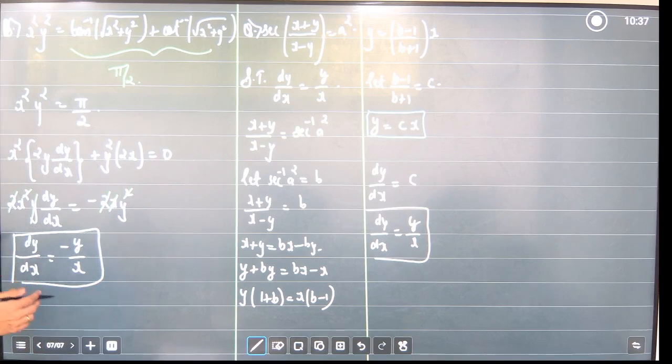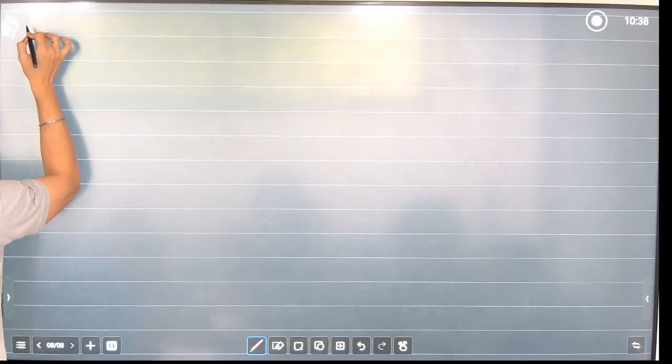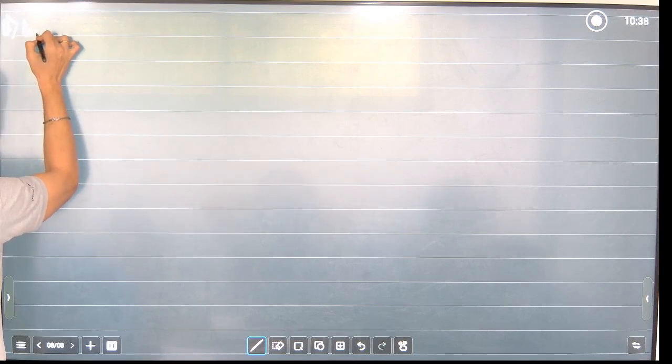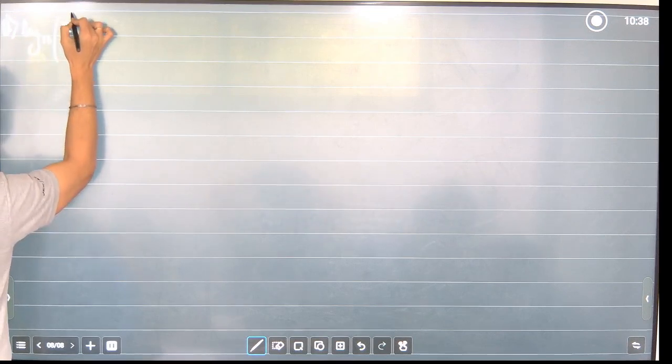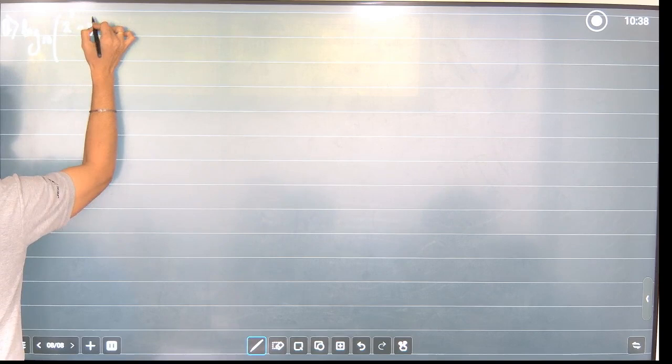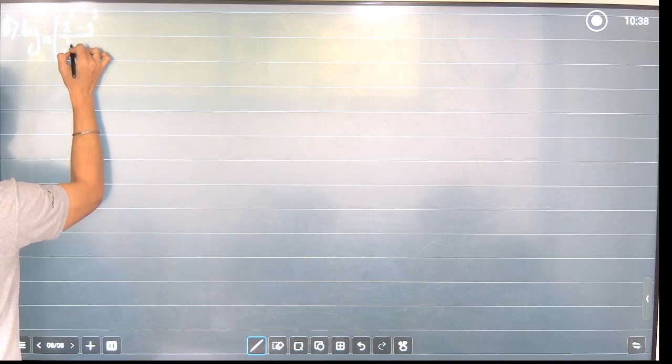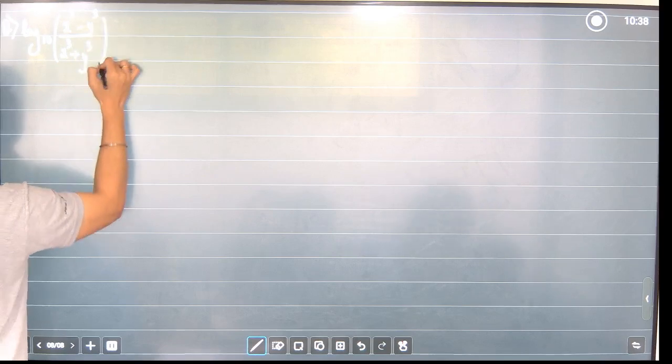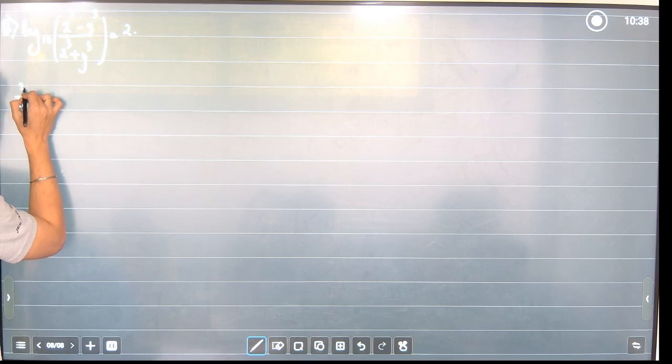Now, we'll do one sum. Imagine the question is this: log to the base 10 of (x cube minus y cube upon x cube plus y cube) is equal to 2. I have to find dy by dx. Now I'm not going to give you what you're supposed to prove. So first of all, when log goes from one side to another, it becomes exponential.